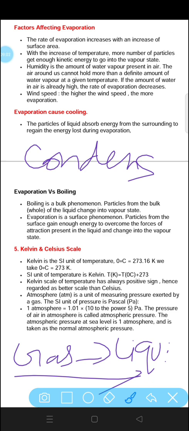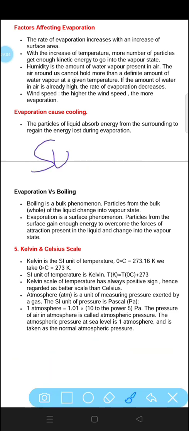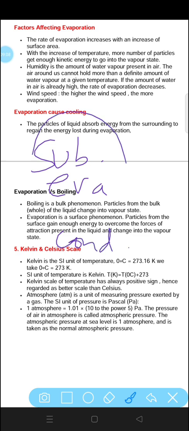So we have talked about three processes, that is sublimation, evaporation and condensation. All three of these processes are involved in the change of state of matter. That's all about this chapter.